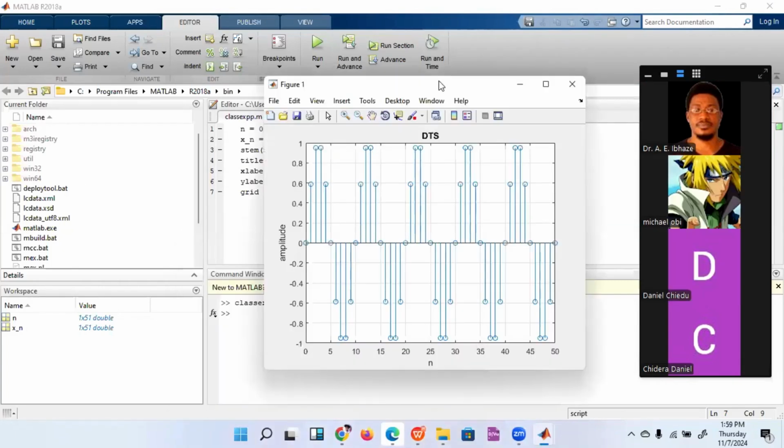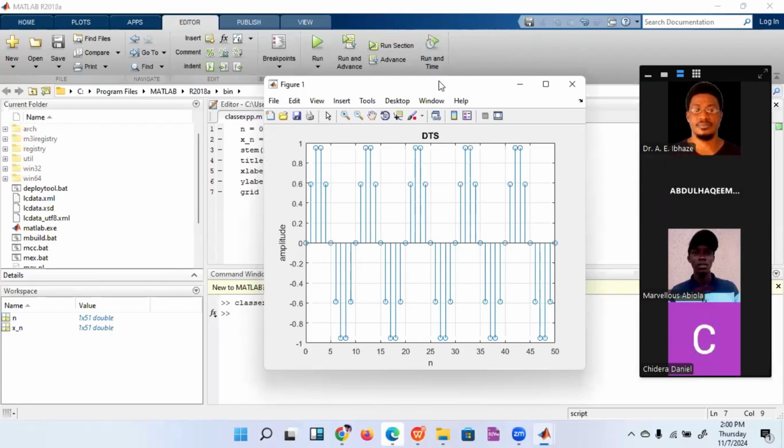Okay, so we just concluded our activities and hope the class was interactive and interesting. Yes, sir. We enjoyed it so much. Thank you very much. You're welcome. So I think now you can all say you know how to use MATLAB. So you begin to play with MATLAB.